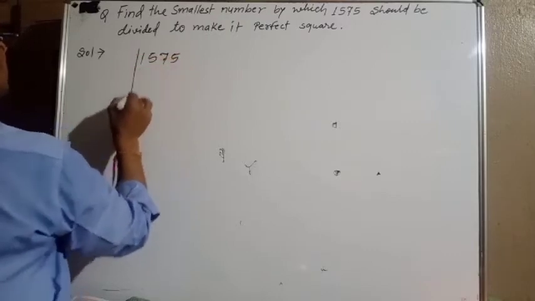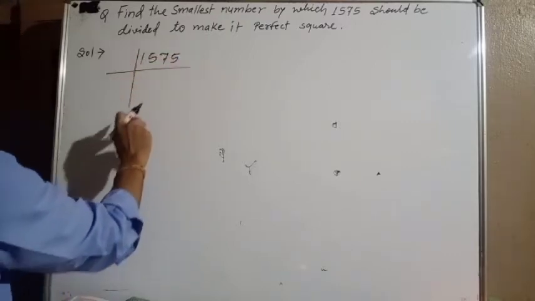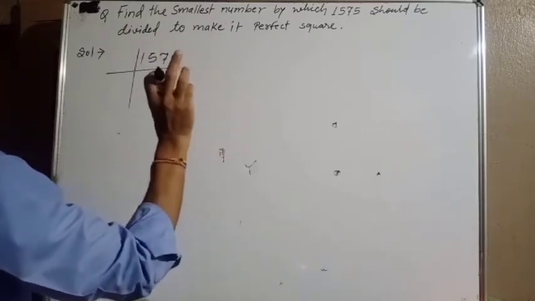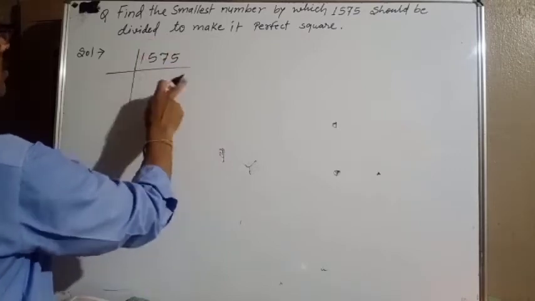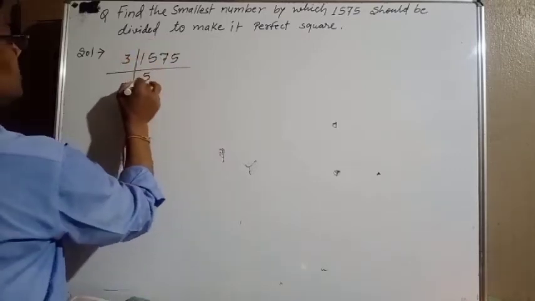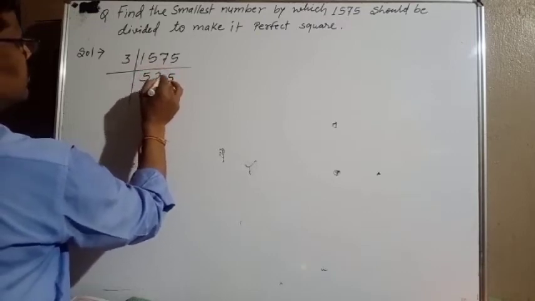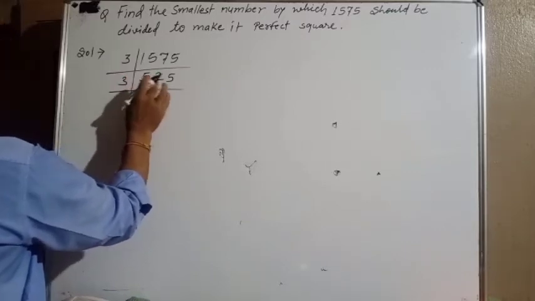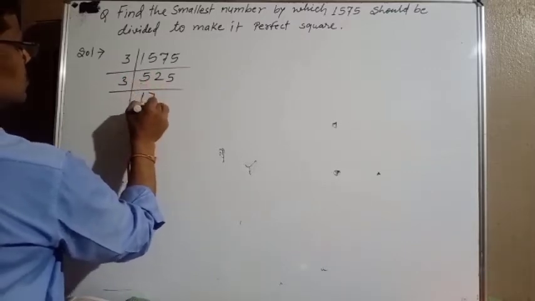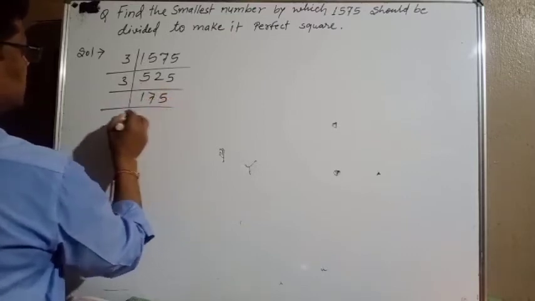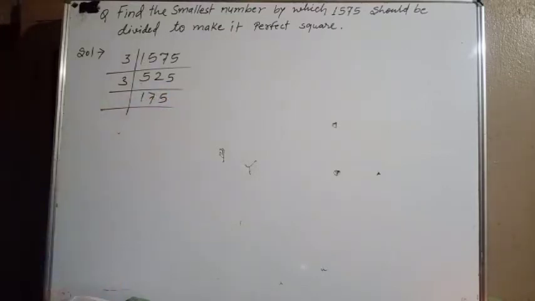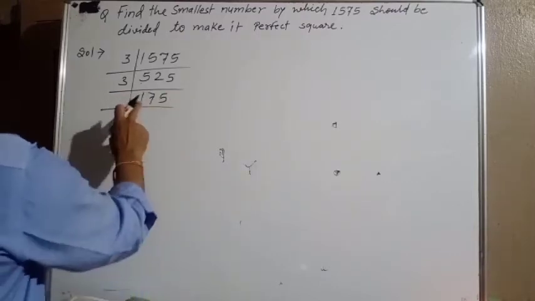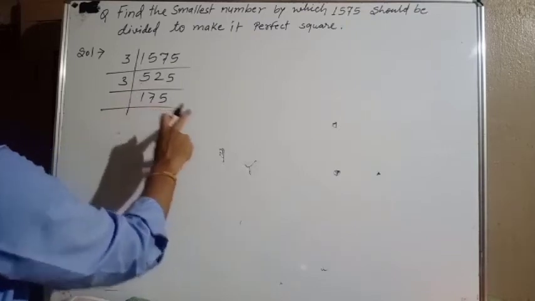First we have to divide by an odd prime number. The first odd prime number is 3. Let's see whether it is divisible by 3 or not. 3 5s are 15, 3 2s are 6, then 3 5s are 15. Once again, 3 1s are 3, 3 7s are 21, and then 3 5s are 15. Now this number is not divisible by 3. Why? The sum of digits is 13, which means this number is not divisible by 3.